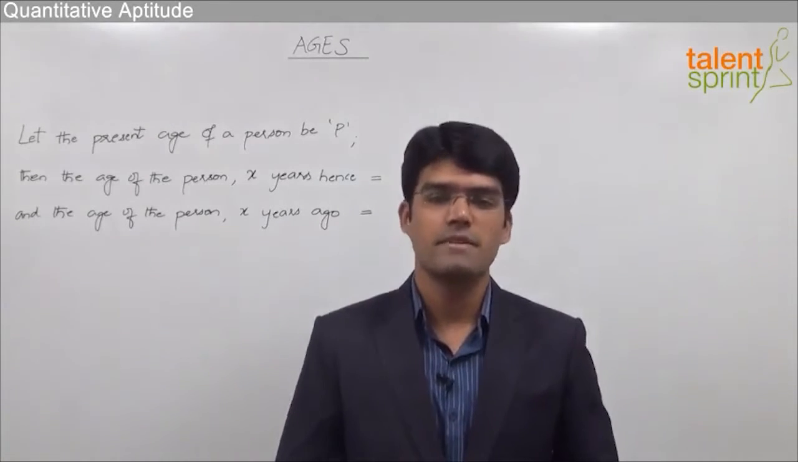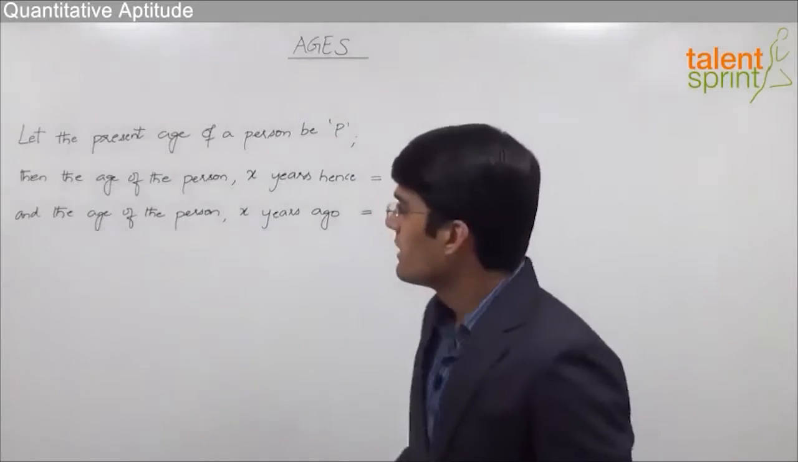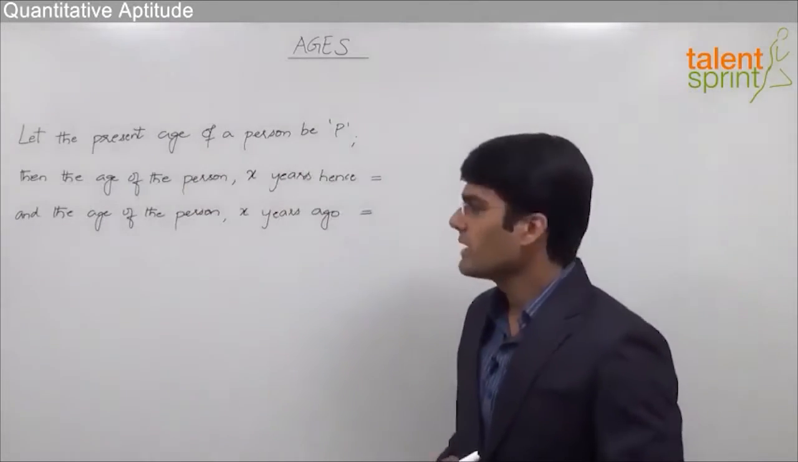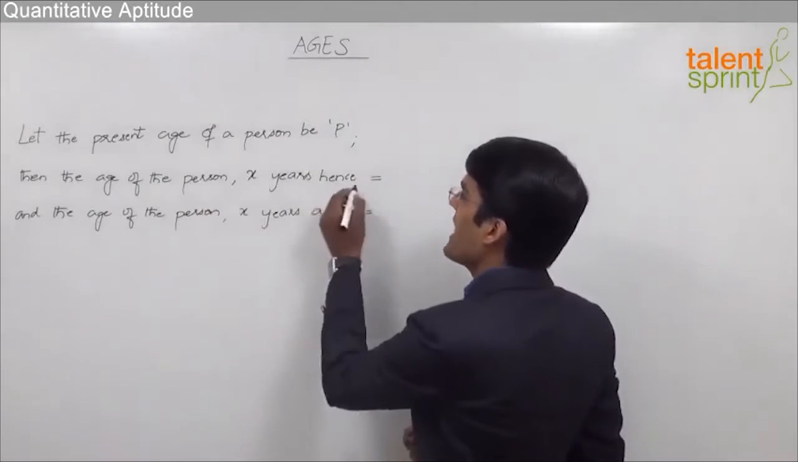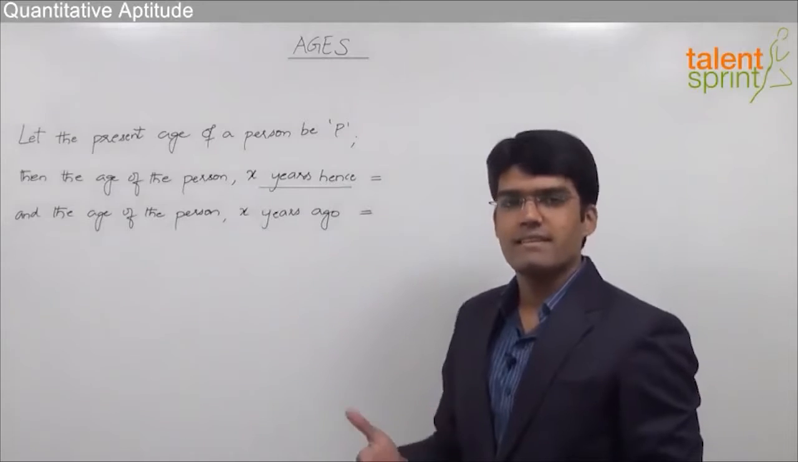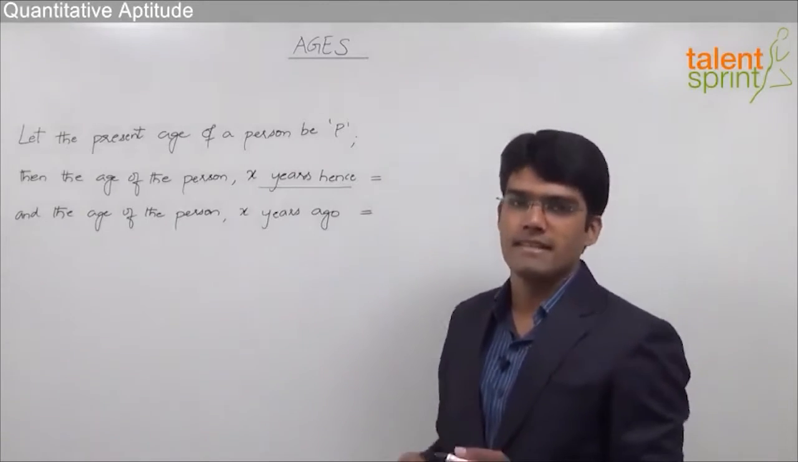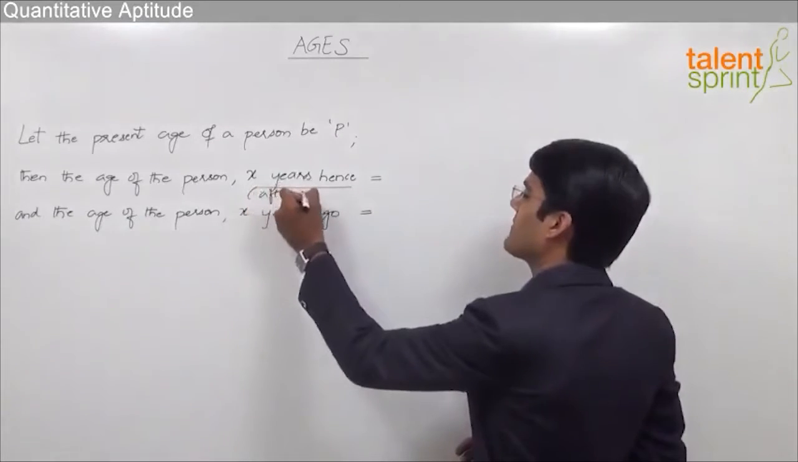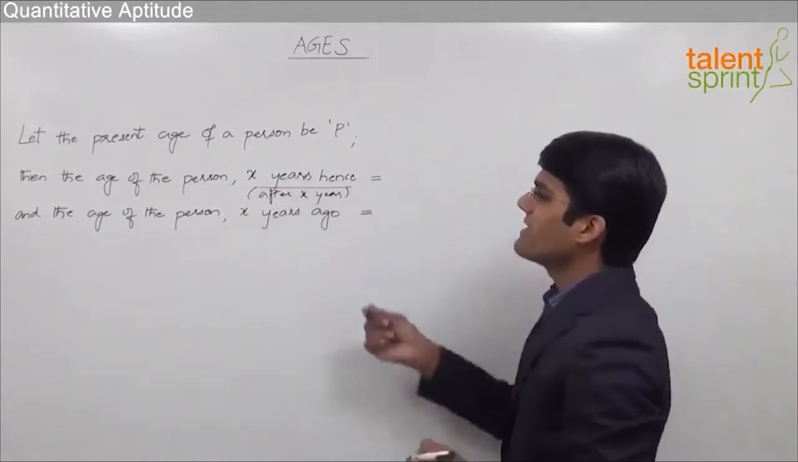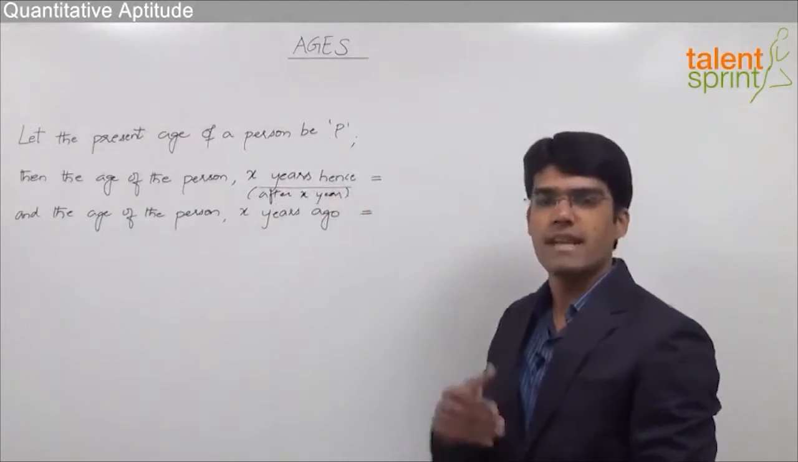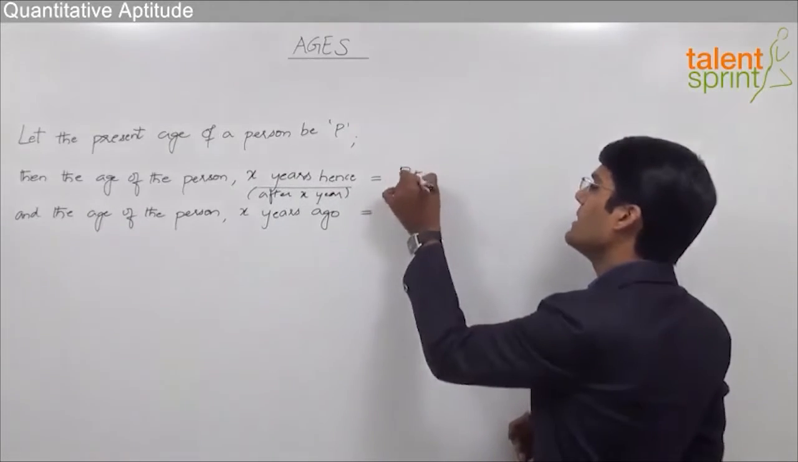Let us understand this with the help of a simple example. Let us assume that the present age of a person is P. Then the age of the person X years hence. Remember friends, when we say X years hence, it means after X years. So if the present age of a person is P, it is very clear that his age after X years will be equal to P plus X.